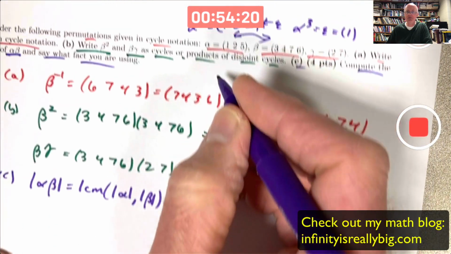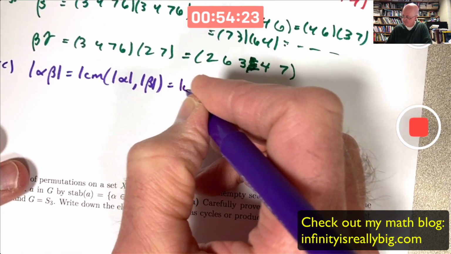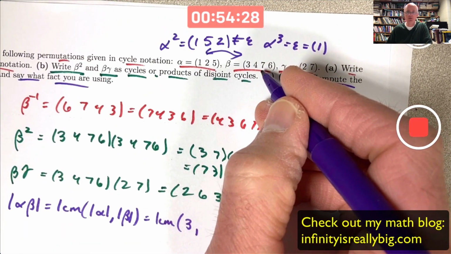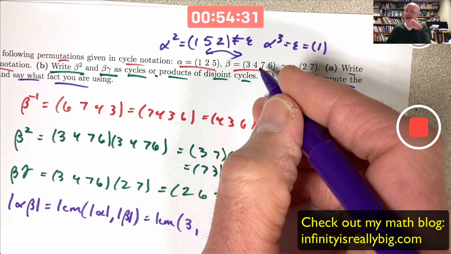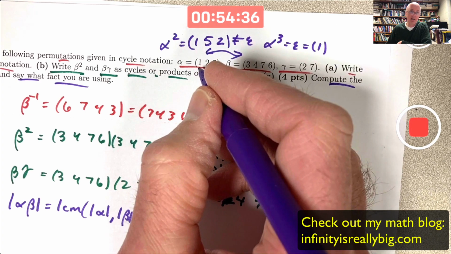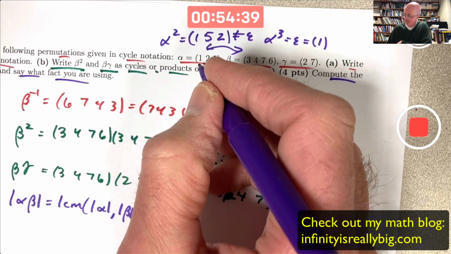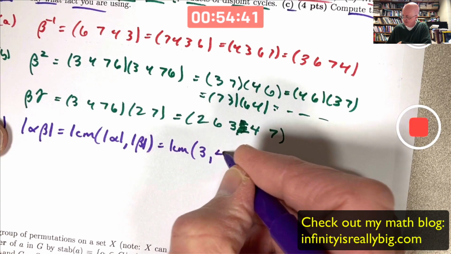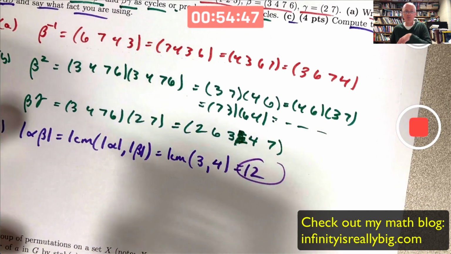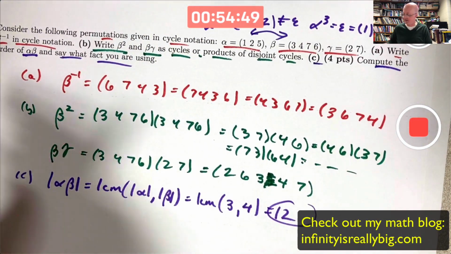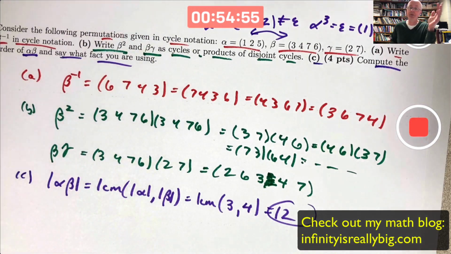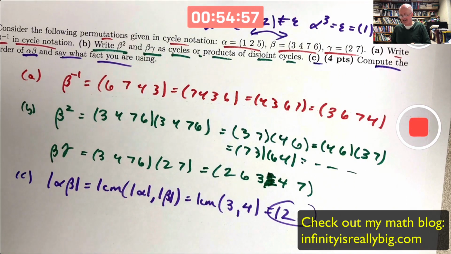A 3 cycle by itself has order 3. Beta is a 4 cycle. It's got order 4. It's not an even permutation, it's an odd permutation. And by the way, 3 cycles are even permutations. But it does have order 4. And what's the least common multiple of 3 and 4? It's 12. And this is definitely the way to go for part C here. Because if we were to compute alpha beta, which we can certainly do, and then raise it to powers, it would only be until we got to the 12th power that we would get back to the identity. That would take a long time.